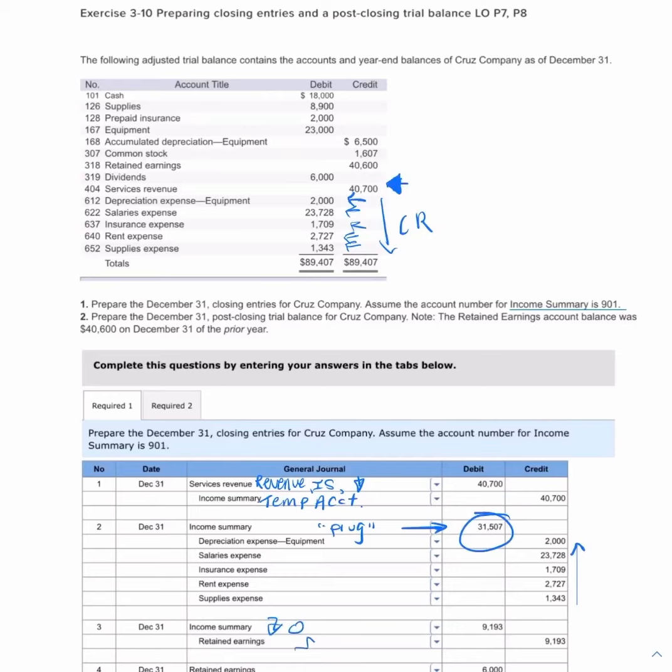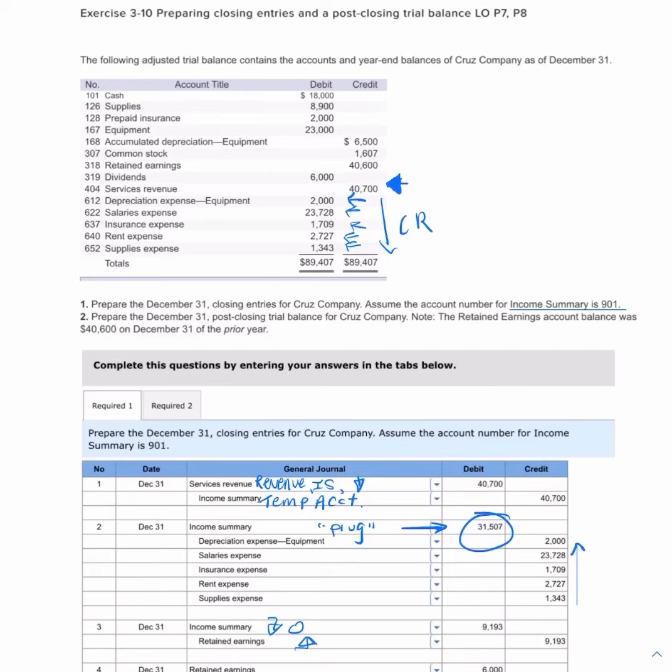Retained earnings is now going up. So retained earnings has increased by the amount of our net income, which is $9,193. And we have now officially closed all of our revenues, our expenses, and our income summary account.